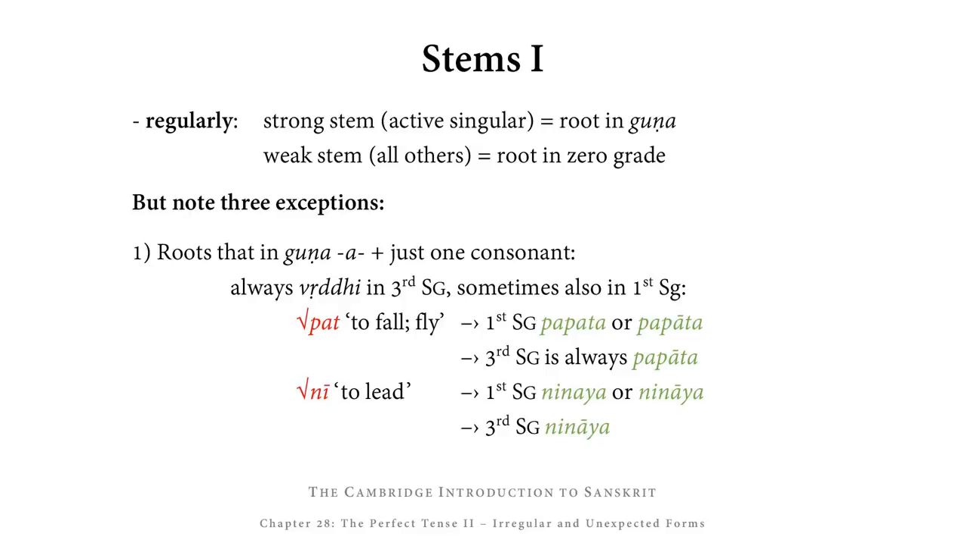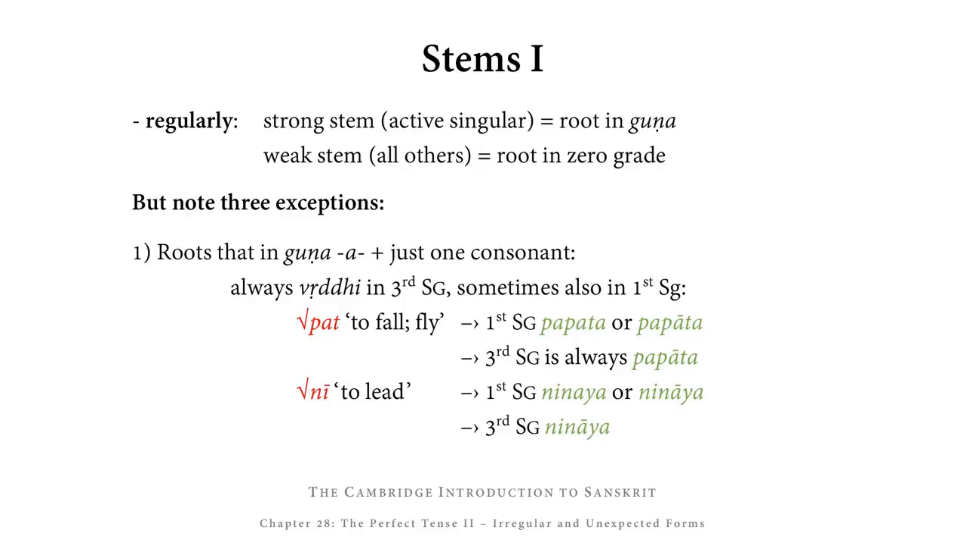So, for example, from pat, to fly or to fall, we get the first singular form either as papata or as papata. So pa is the reduplicative syllable, pat is the root either in guna or in vrddhi, and then a is the ending for the first singular, so papata or papata. The third singular, however, always appears as papata, so always has the root in vrddhi.